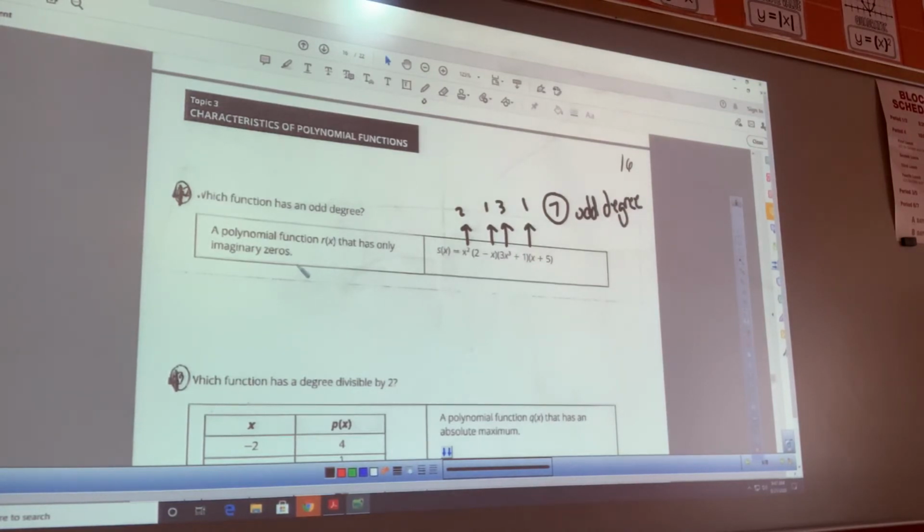What about this one? If it only has imaginary zeros, no real zeros, so whatever the function is, it's occurring away from the x-axis. And if there is one imaginary, there has to be 2. They are always only in a pair. So there's no way that could ever be anything but an even degree function.